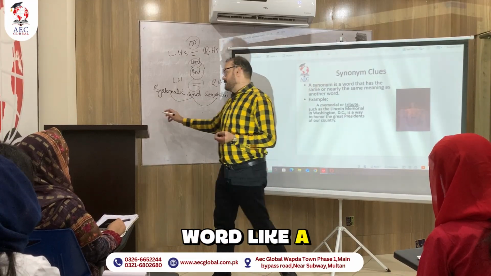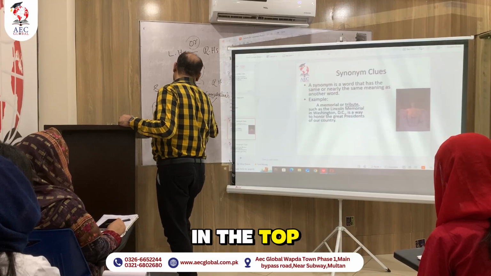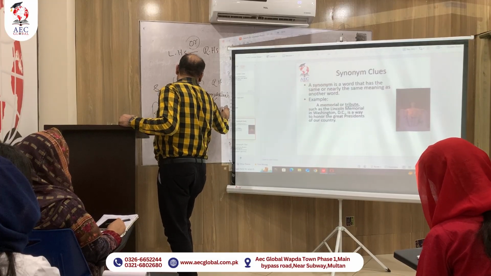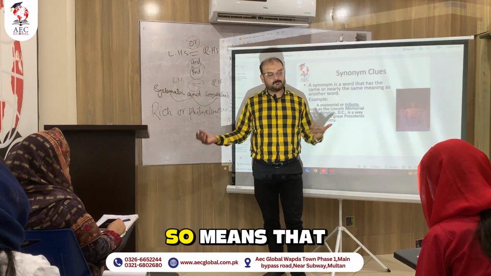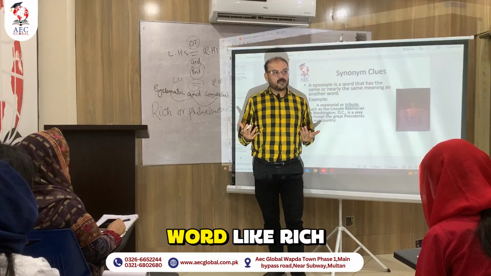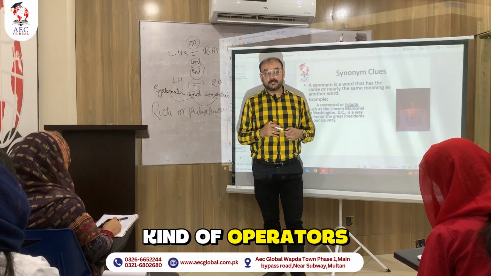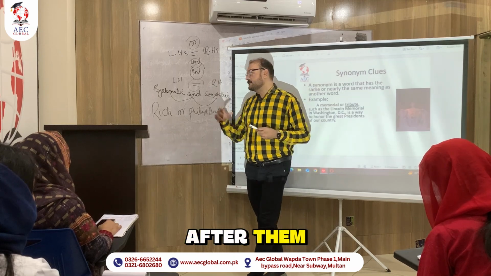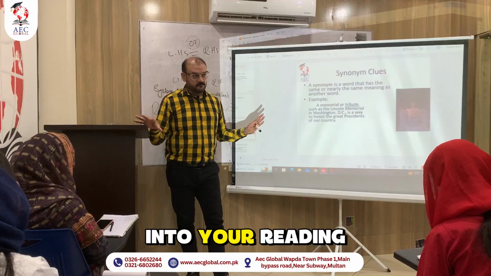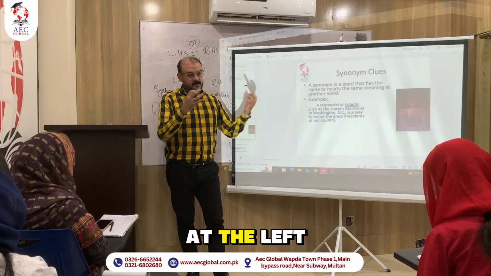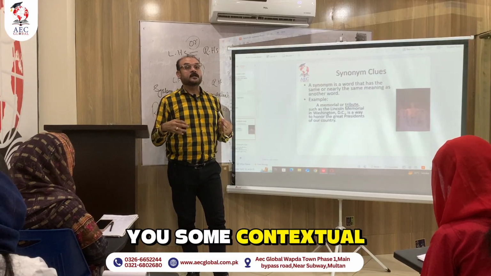I use a word like rich or philanthropist. I don't know the meaning of philanthropist, but I know the meaning of rich. So it means that this is the closest meaning of the word, like rich. These are operators which you need to seriously look after. Whenever words like "or" and "but" come into your reading comprehension, please try to look at the left hand side and right hand side to get some meaning from the observations, which can give you a contextual clue.